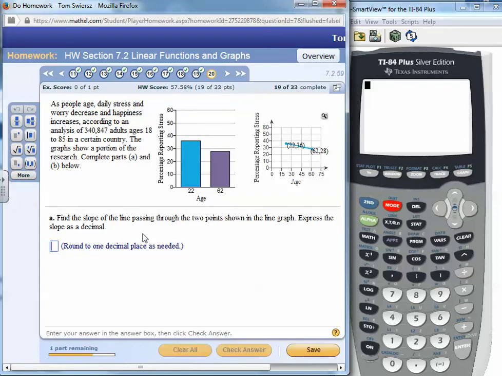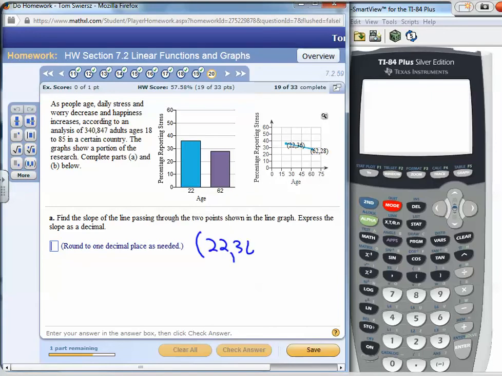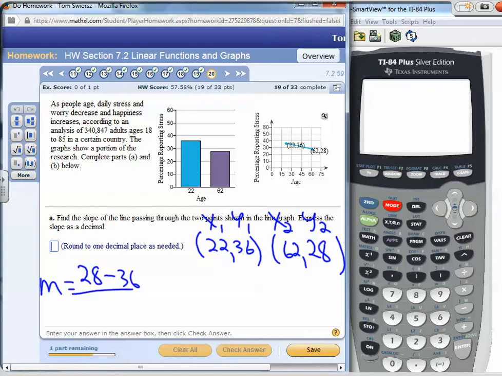Okay, so now we've got to get back to the slope. Now notice the 2 points are (22, 36) and (62, 28), right? So this is my x1, y1. This is my x2, y2. So remember, the slope is y2, 28, minus y1, 36, over x2, 62, minus x1, 22. So 28 minus 36, if you need to use your calculator, is -8. 62 minus 22 is 40.